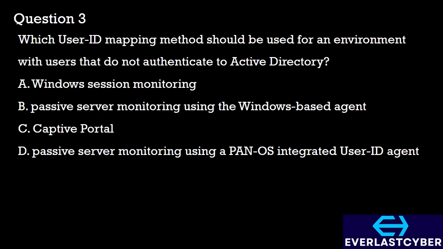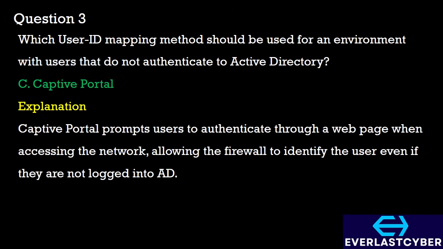Option D is similar to option B, but this also depends on Active Directory login events to identify users. So with respect to the question, our answer is option C, the captive portal. It will prompt the users to authenticate through a web page when they are accessing the network, and it allows the firewall to identify the user even though they are not logged into Active Directory.